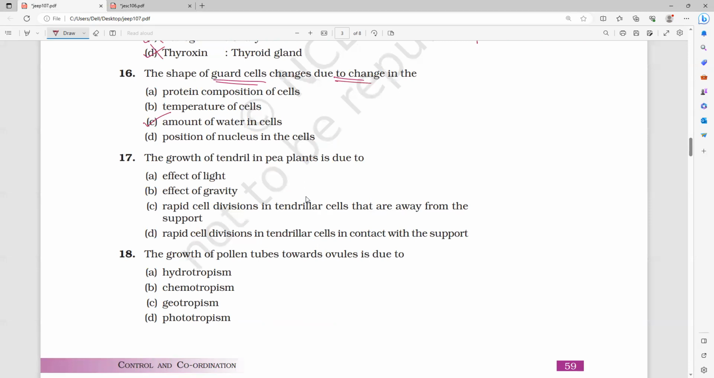Next, the growth of a tendril in a pea plant is due to the tendril. Tendril is what tropism? Tendril is a tropism.